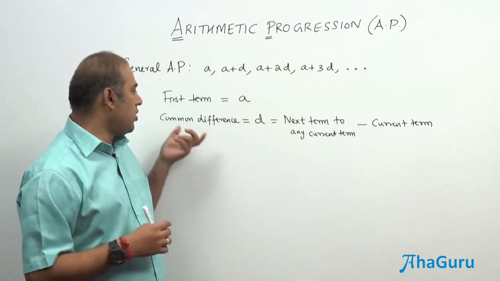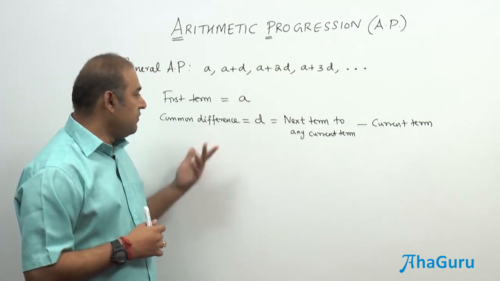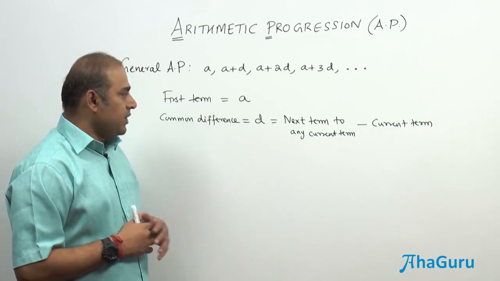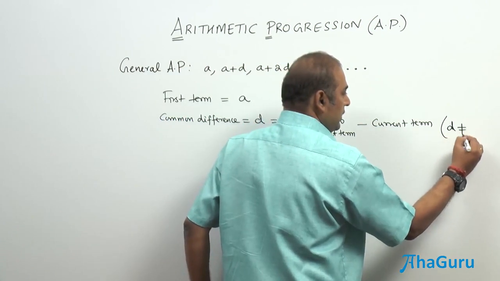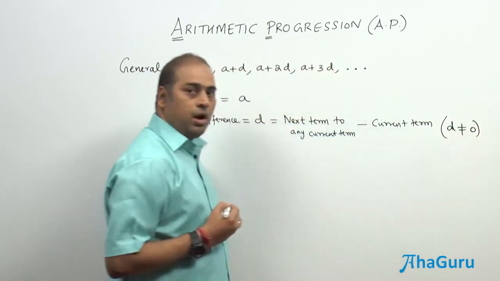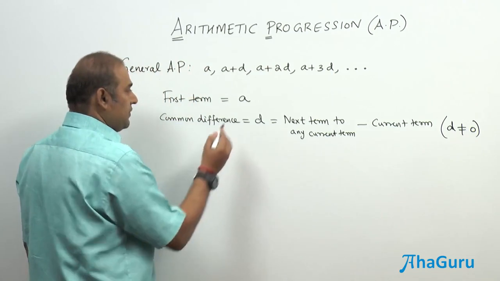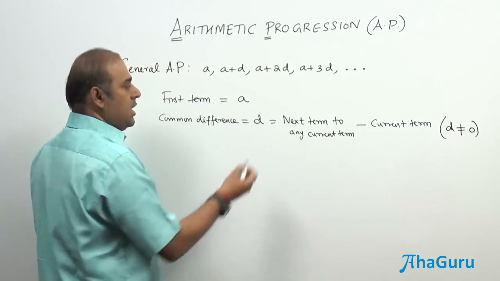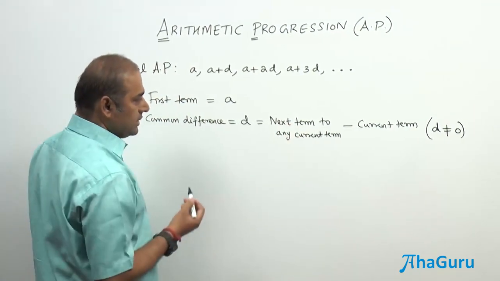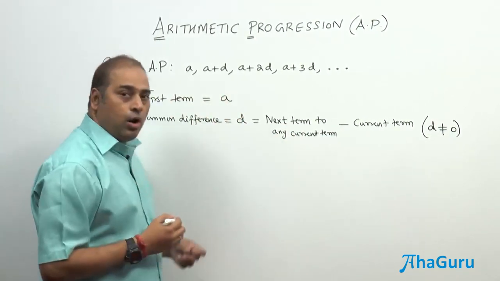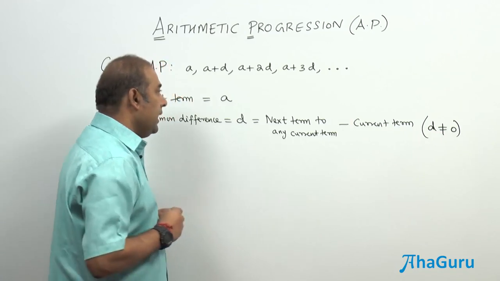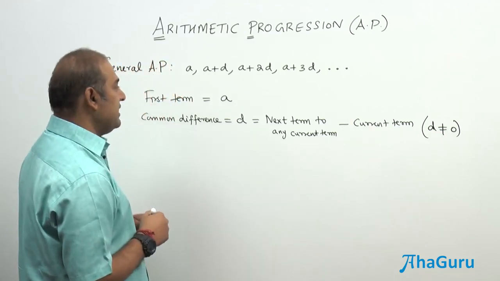That is what we call the common difference, and the difference can be positive or negative, but not 0. So D is not going to be 0. Usually it is either positive or negative. So the first term is A and the common difference is D, which is the next term minus the current term. The AP could be finite or infinite. Let us first concentrate on how to find the nth term.